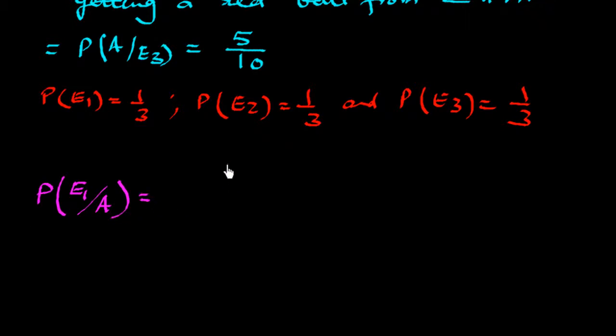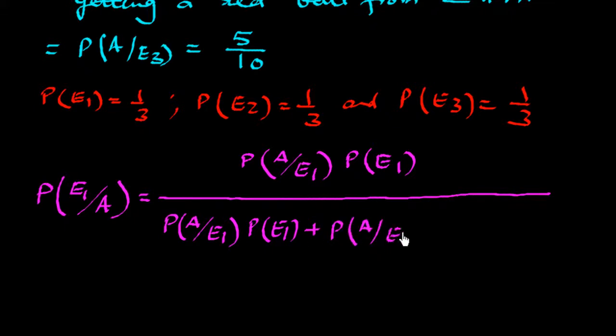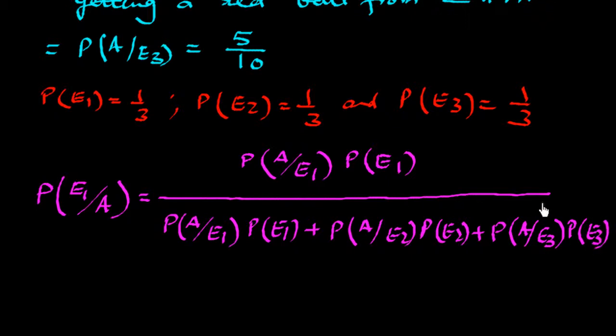By the Bayes theorem we write P of A given E1 into the probability of E1. In the denominator we write all the conditional probabilities: the probability of A given E1 into the probability of E1, plus the probability of A given E2 into the probability of E2, plus the probability of A given E3 into the probability of E3.